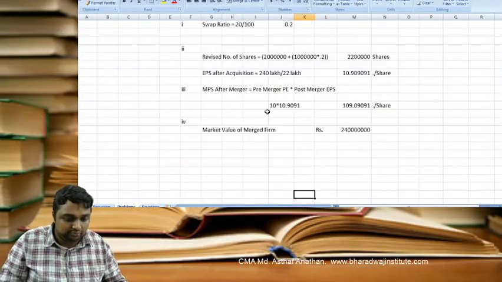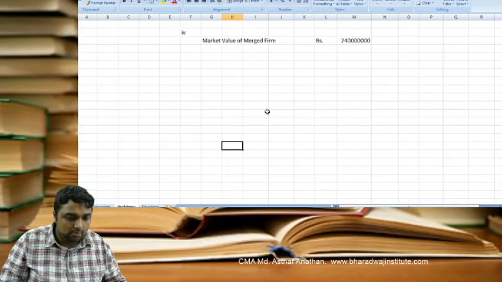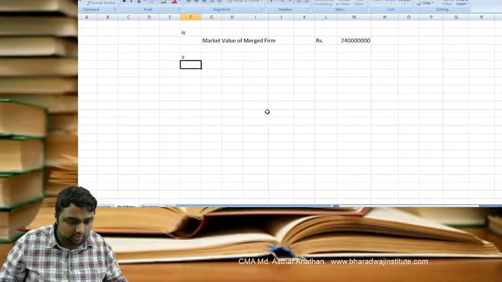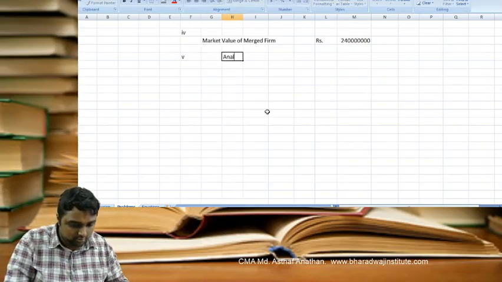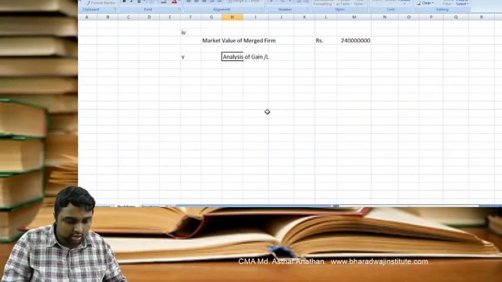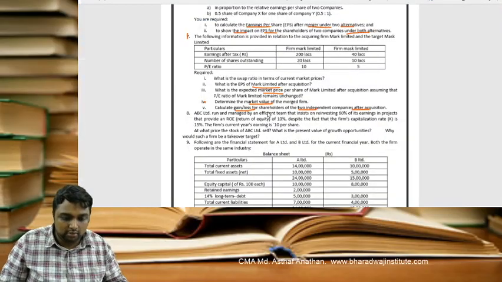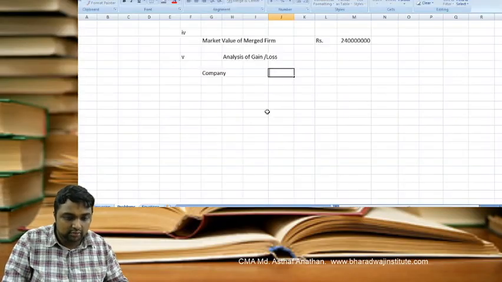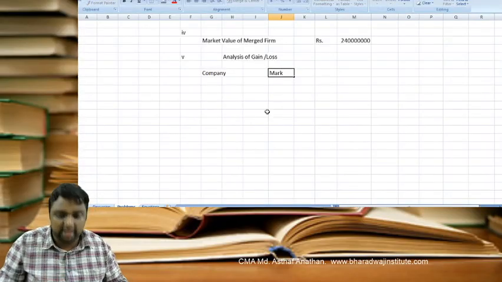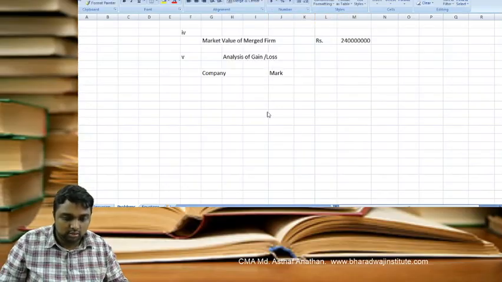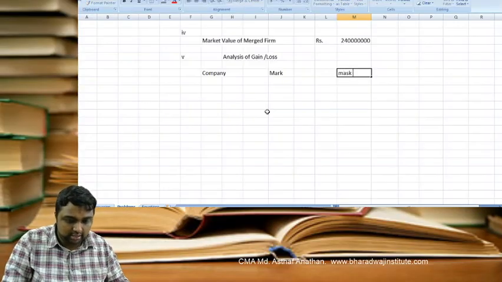So first step, analysis of gain or loss. See, look here. What all companies do we have? We have Mark Limited. See, we take only original shares, not revised. Mask Limited.